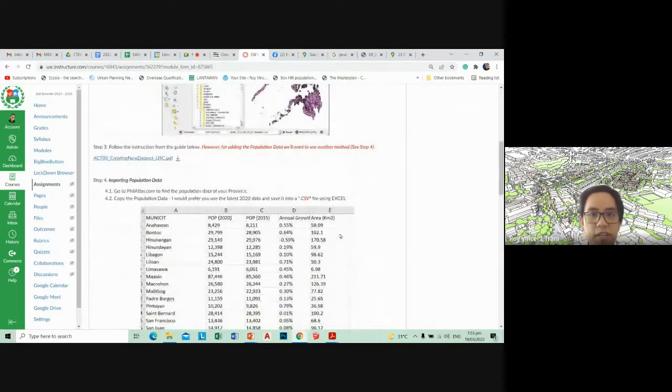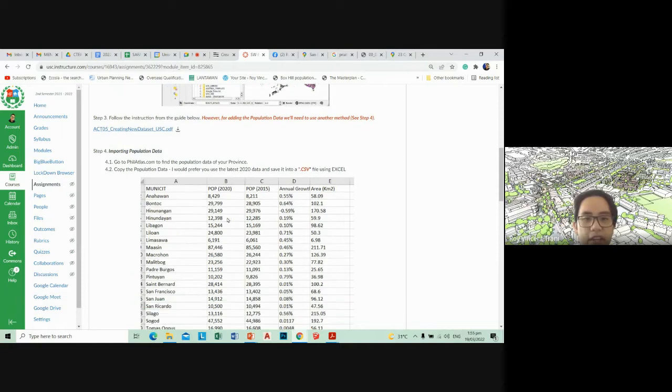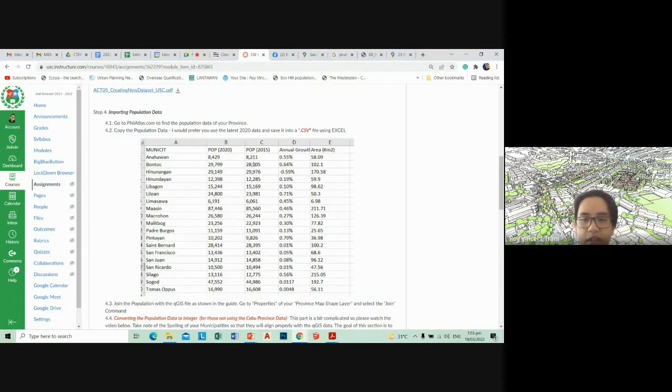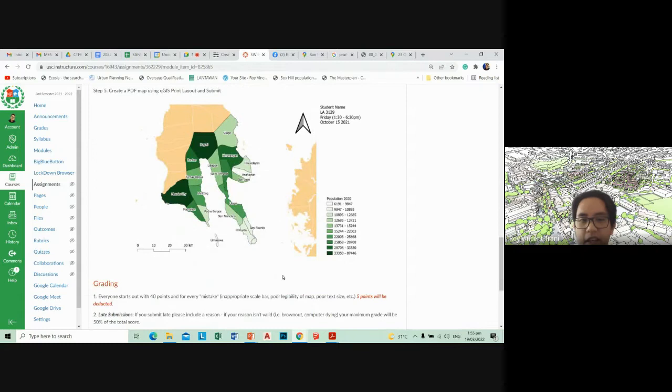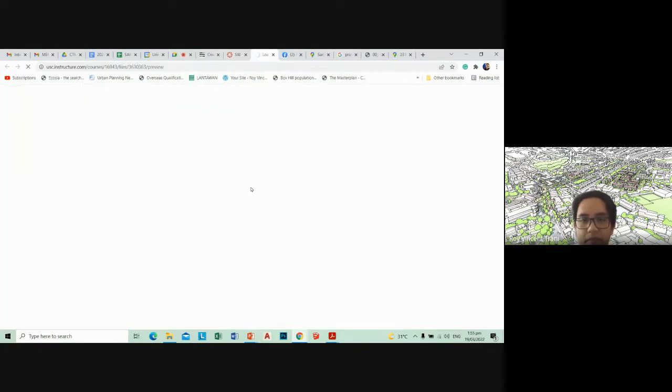So next week we'll be talking about population data because it's the easiest one. It's the most readily available. I'll be providing you with, I think this is 2015 population data. We'll be updating it to 2020, and then we'll make a map showing where the population is living in a specific area.